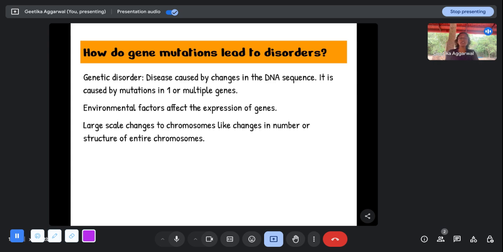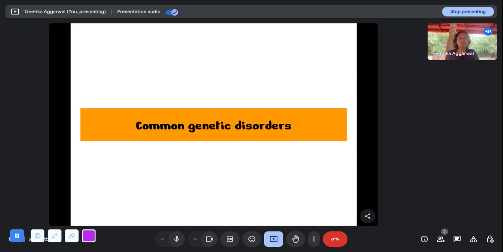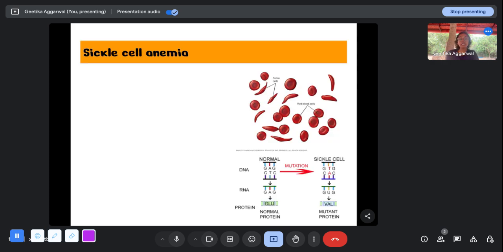Now, there are also large scale changes to chromosomes, like changes in the number and the structure of the entire chromosome, just as we discussed in chromosomal aberrations. These things can cause disorders. Some of the common genetic disorders which we'll discuss now are like sickle cell anemia, which you might already be aware of. In this, the normal round RBCs get converted into sickle shaped cells.